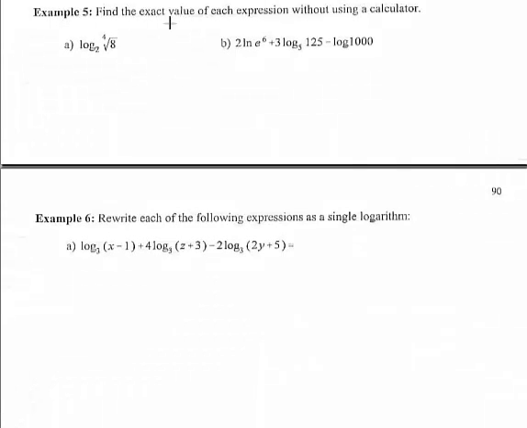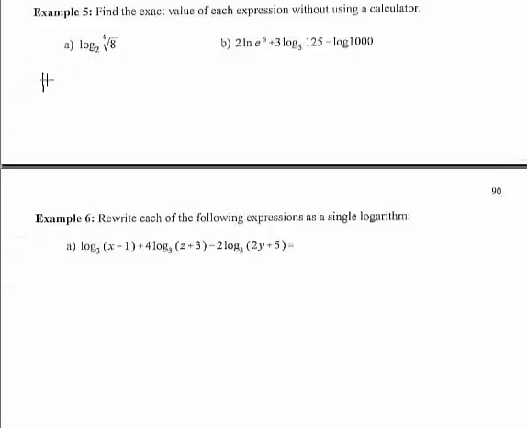So with example 5, it says find the exact value of each expression without using a calculator. Okay, so you have to keep in mind we have to be given some nice numbers. We can't give an exact value if we have a log that turns out to be an irrational number, as log base 2 of 3 did in the previous example. So we're going to need to rewrite things in terms of its prime factors, in terms of exponents and whatnot. So here we go with part A.